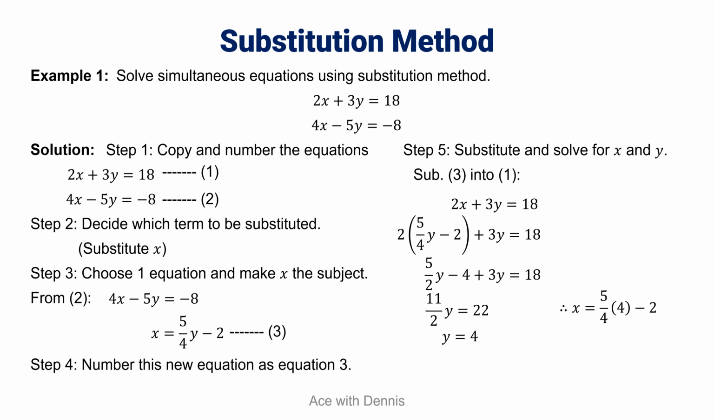Then I substitute this y equals 4 into equation number 3, because in equation number 3, x is the subject already. Substitute inside here: 5 over 4, the y is 4, then minus 2. Then calculate the value for x, which is 3. Hence, x equals 3 and y equals 4.